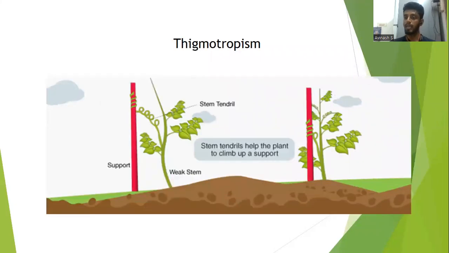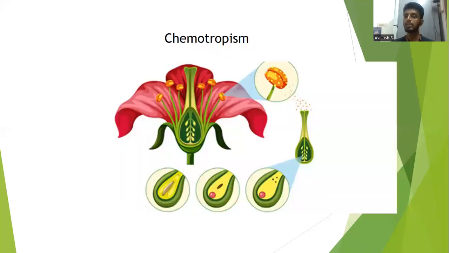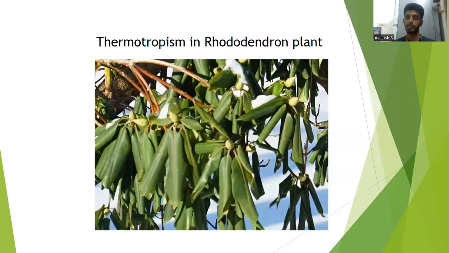If it is touch or support, it is thigmotropism and tendrils follow this, especially in climbers. If the trigger is water, then it is hydrotropism, and roots follow this. If it is a chemical stimulus, then it is chemotropism, and the pollen tube follows this. And if it is a change in temperature in the external surroundings, it's called thermotropism. Plants like rhododendron follow this, and leaves follow this especially.